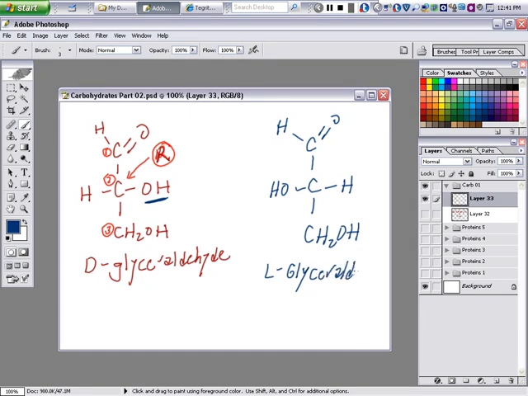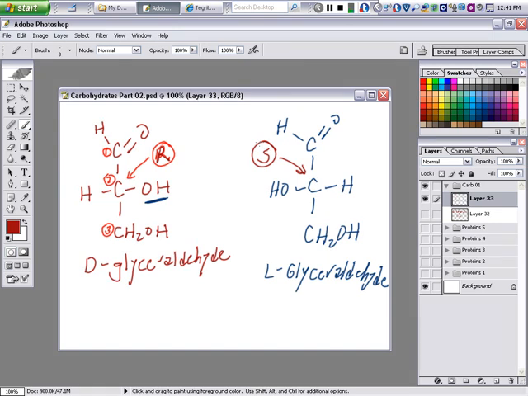Does that concept make sense? If it doesn't, I'm really going to drive it home when we go to a 4-carbon compound, and you'll really be able to see. And so this is L-glyceraldehyde. And this chiral center here on the number 2 carbon, what is the configuration of this chiral center? S. It's going to be S. Make sense? Excellent, excellent.